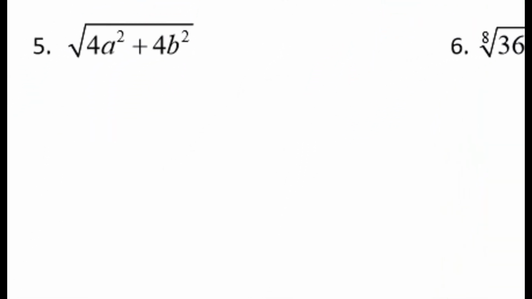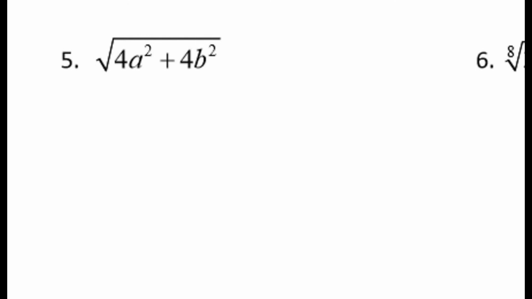All right, so let's move on to something a little bit more complex. You may be tempted to take the square root of individual terms. However, we cannot do that. So this absolutely would not be 2a plus 2b. If you're tempted to do that, remember the importance of putting things in factored form when we simplify.